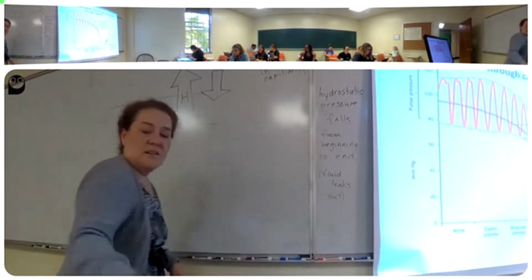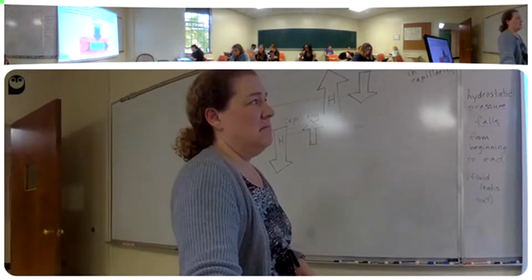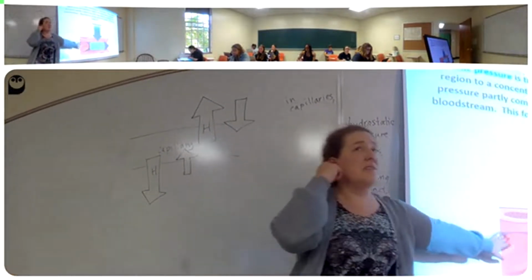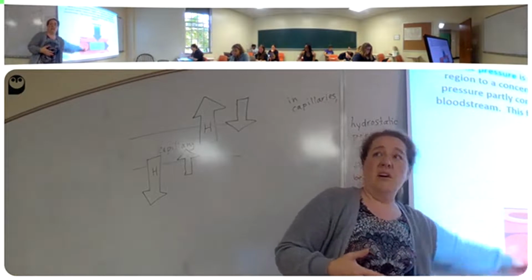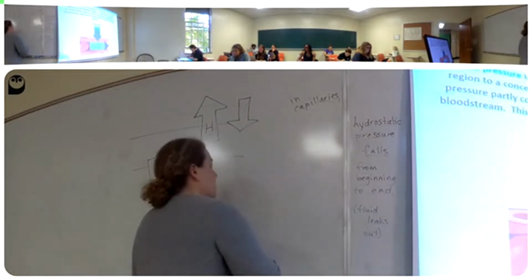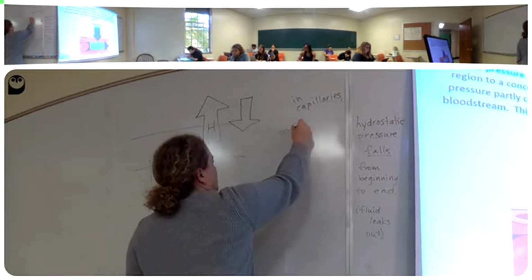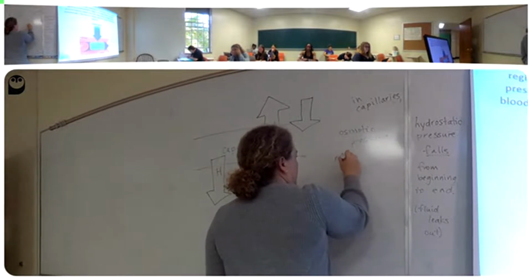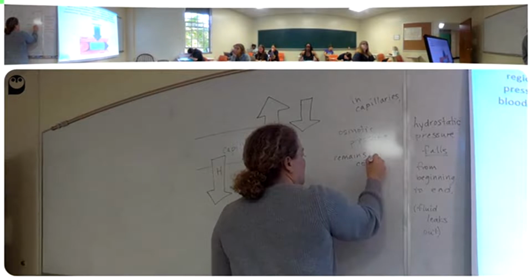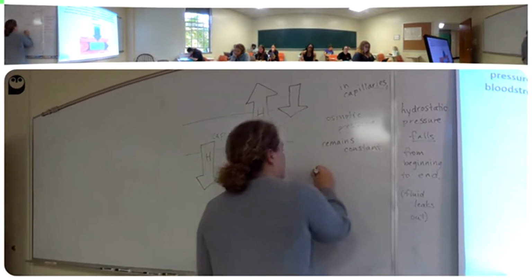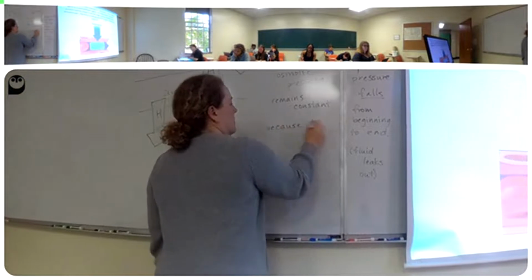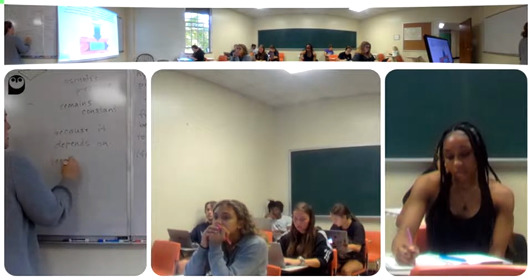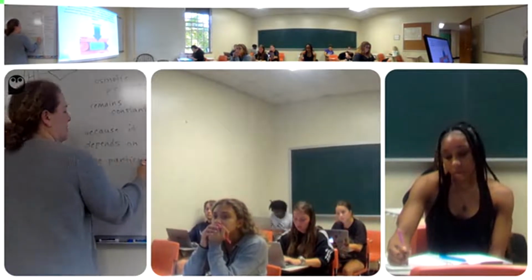But the osmotic pressure stays the same, because it depends on big stuff that never left the blood in the first place. It's always in there. It's a constant pulling force to get fluid back in. So the osmotic pressure remains constant, because it depends on those large particles that never leave the blood.